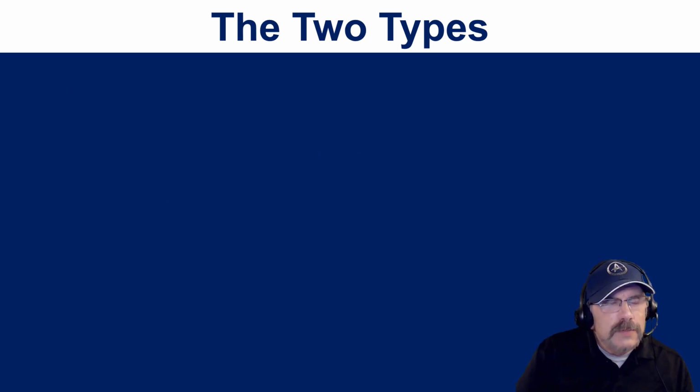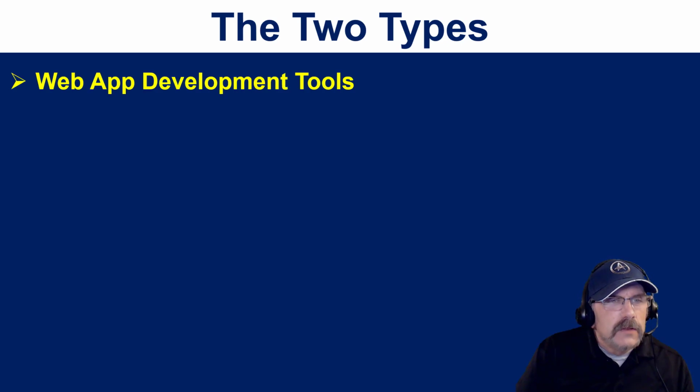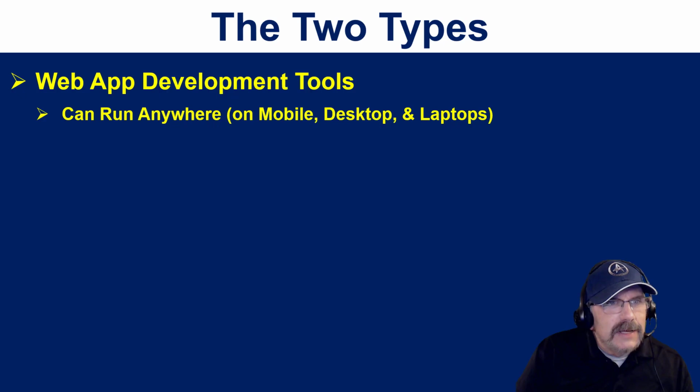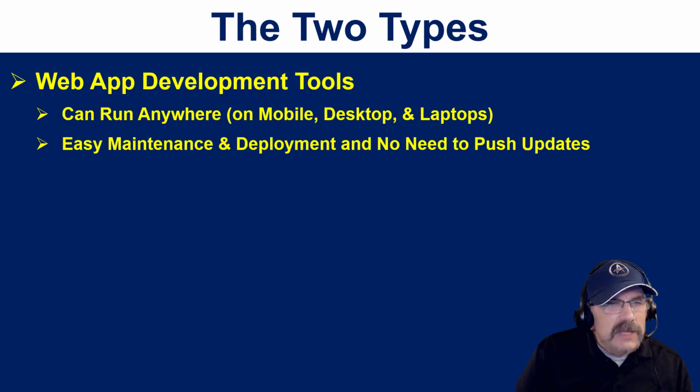Now we know the reasons we need to know how to develop applications. Let's look at the two basic types of tools we have. The first type of tool, and arguably the most popular, are web app development tools, which have been massively fueled in popularity due to Bootstrap, which allows us to have a lot more control and dynamic content that adapts well to mobile devices. The nice thing about developing a web app is that it can run anywhere, right? Because our phones and our mobile devices, desktops, and laptops can all run a browser, which means they can run your web app. Typically, web apps are fairly easy to maintain and deploy.